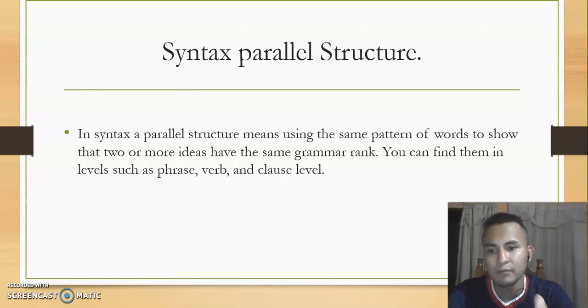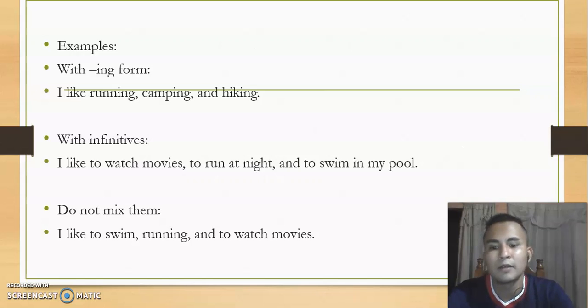Now, syntax parallel structure. In a sentence, a syntax parallel structure means using the same pattern of words to show that two or more ideas have the same grammar rank. You can find them at levels such as phrase, verb, and clause levels. And now we have here some examples of syntax parallel structure.